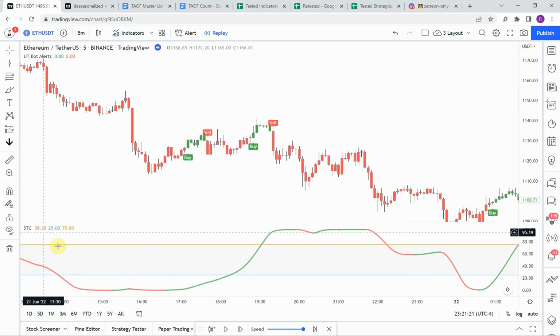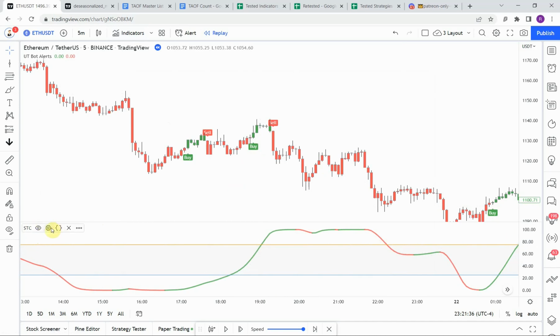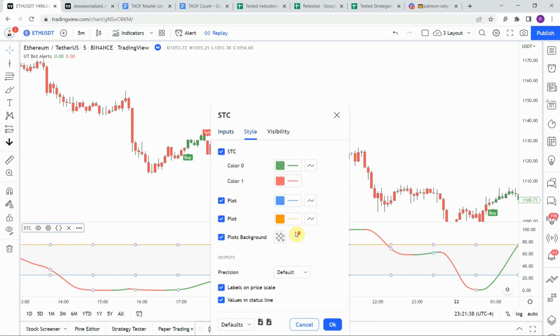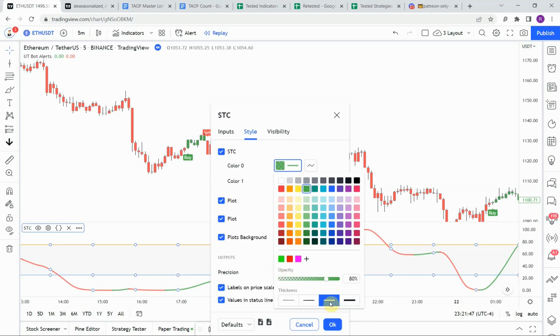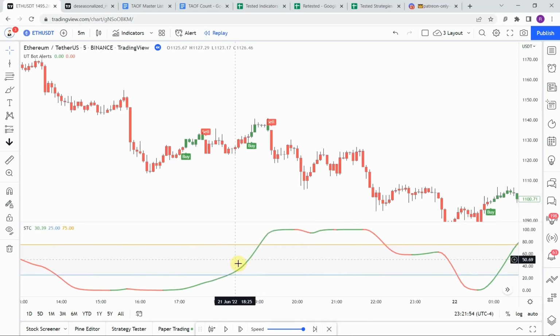It pops up on the bottom like this right here, but you're going to go in and change some of the settings. And so you can see that we changed the length to 80 and the fast length to 27, which gives you this here. And then go into the style. We made this plot blue and we made this plot orange. Not really necessary, but that's how it was in the original video. And then we bumped up the line weight of the green and the red, color 0 and color 1. Gives us this right here.